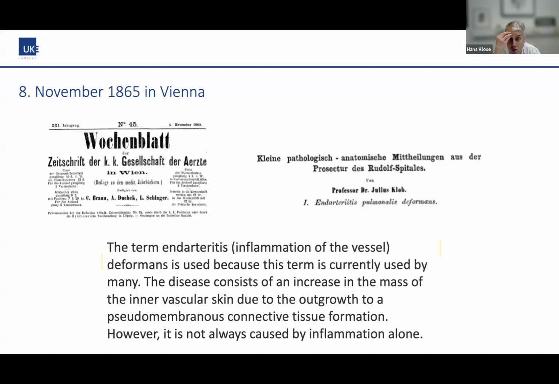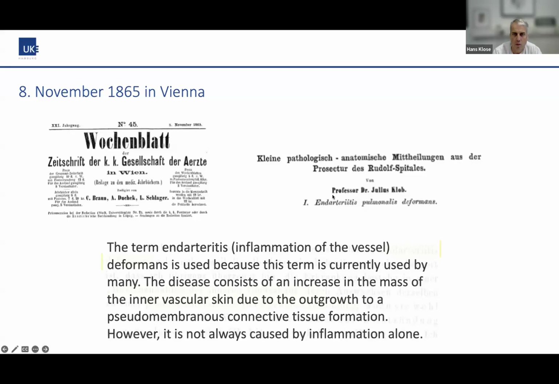But he described outgrowth of all vessel layers becoming a pseudomembranous connective tissue formation. So he described vasoproliferation 160 years ago. And this proliferation leads to a narrowing of the vessels and a small lumen of the vessels. And this was caused not only by inflammation alone. So he was so clever 160 years ago. And I show you the next picture, if it's working.